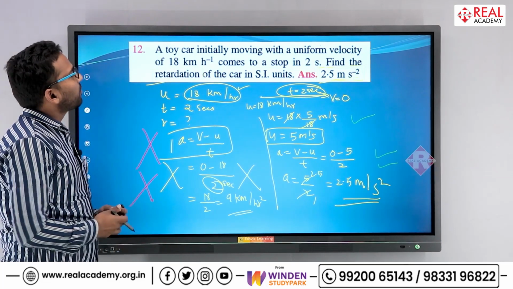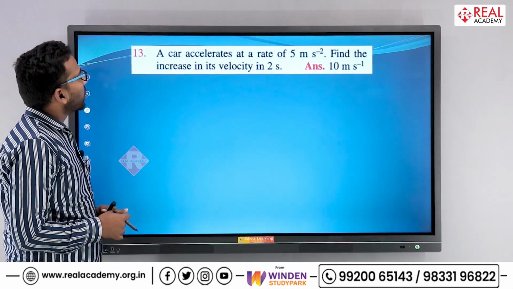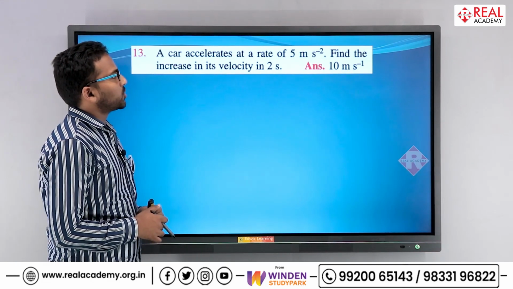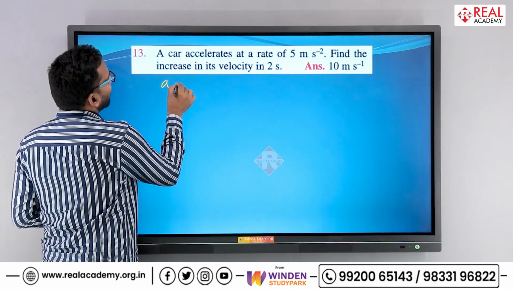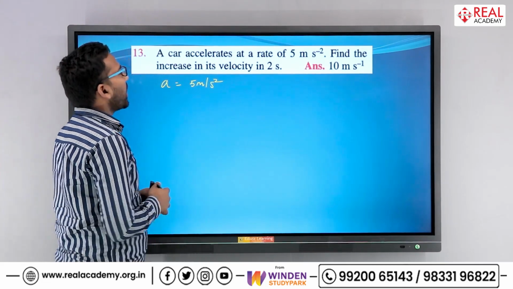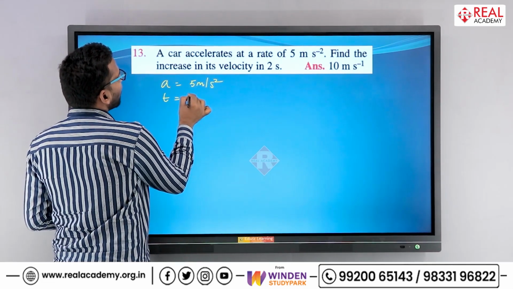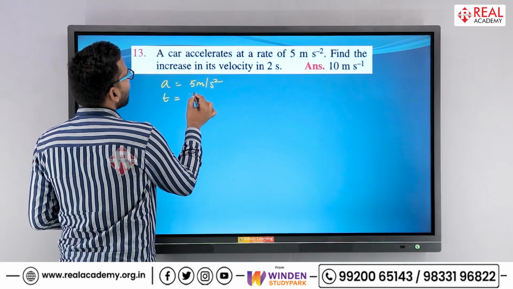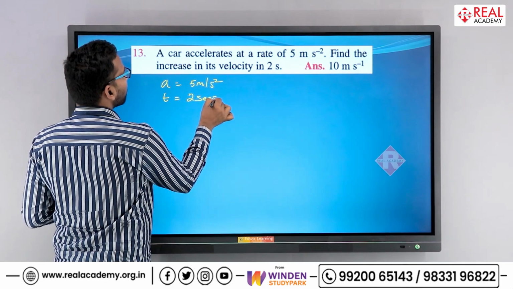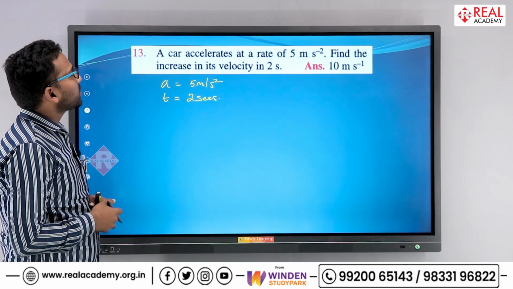Done. Chalo. There are a few more sums left in this exercise and then we can depart from here. Okay? Next question. A car accelerates at a rate of 5 meter per second square. Here the given data is acceleration 5 meter per second square. Find the increase in its velocity in 2 seconds.